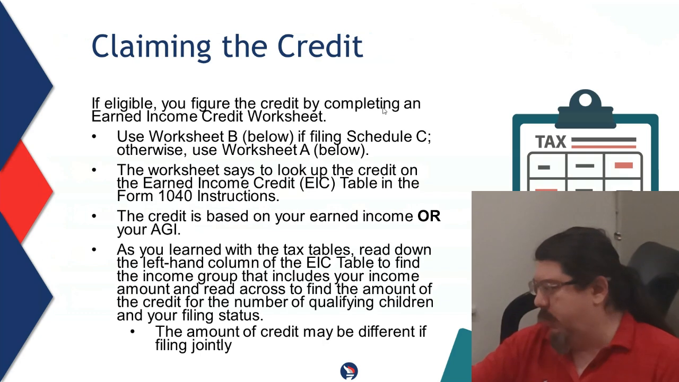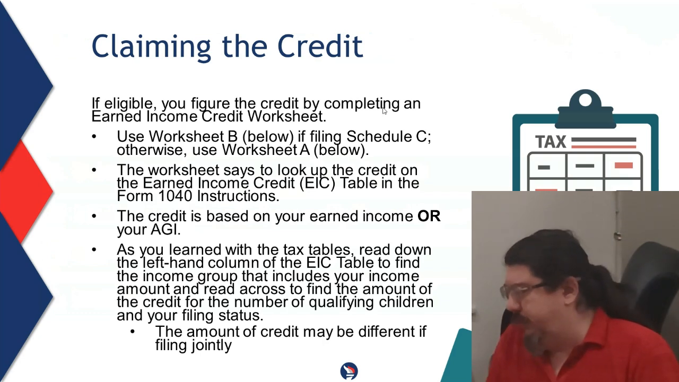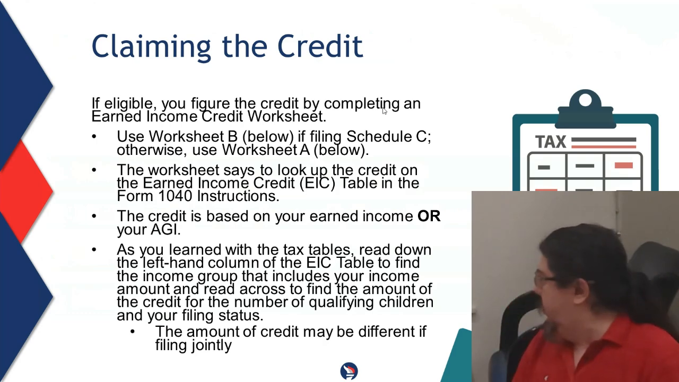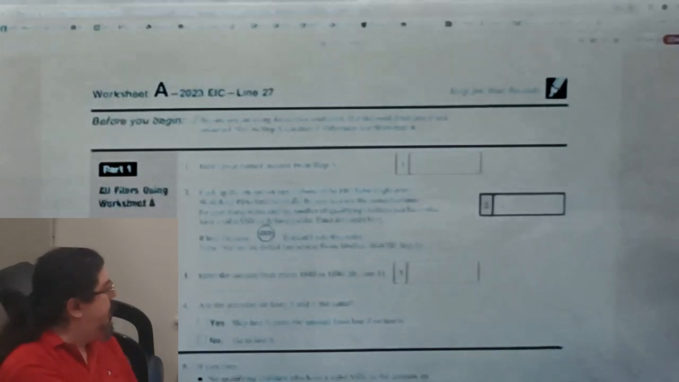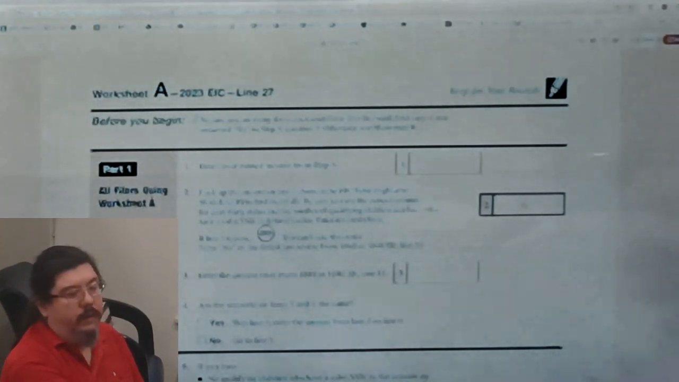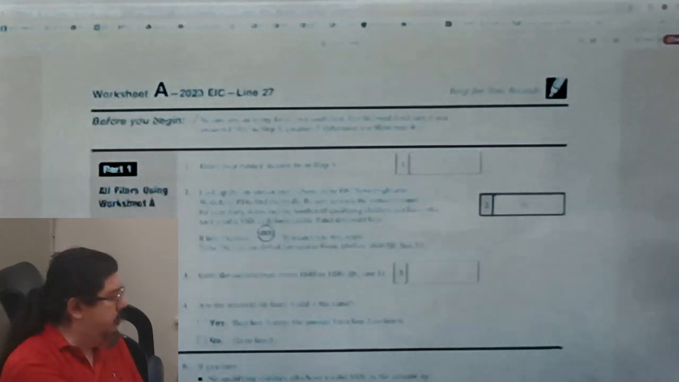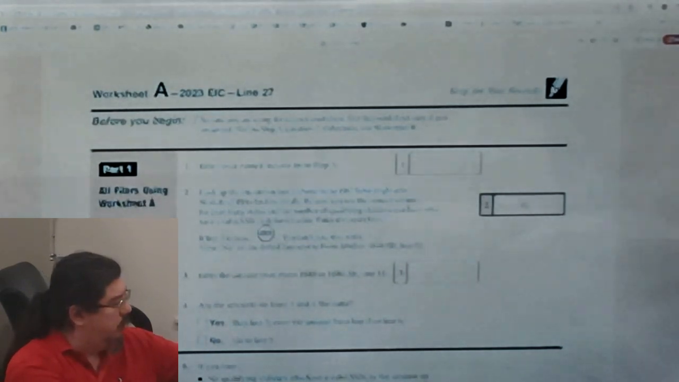In order to claim the credit, not only do you have to fill out Schedule EIC, but you have to compute the credit correctly. Here's Earned Income Credit Worksheet A. And this says enter your earned income. Look up your earned income in the table. We'll show you the table in just a moment. It's also in your workbook.